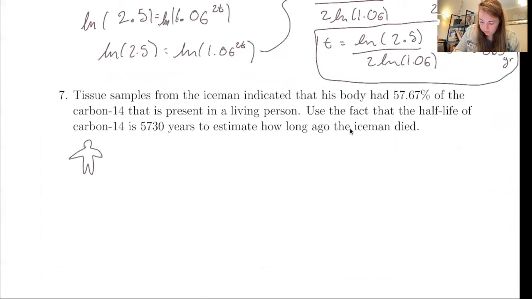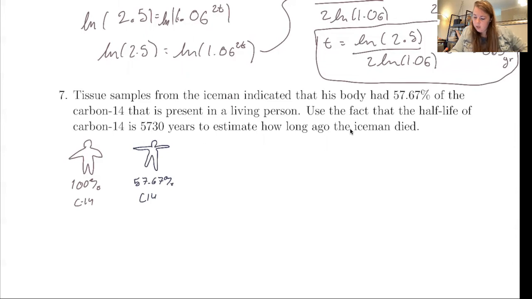right? And we have 100% of our C14. Okay. Here is Iceman. It's pretty icy. And he has 57.67% of his C14. So he's pretty depleted. He's missing some of it, okay? So use the fact that half-life of carbon is 5,730 years to estimate how long ago the Iceman died.